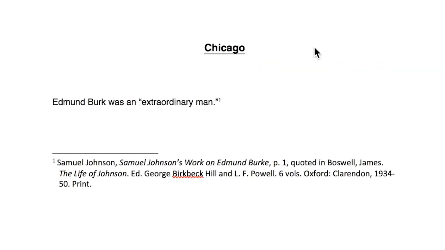So let's take a look at the footnote. Here's how a footnote in Chicago style should look for an indirect source. The citation formally goes to Samuel Johnson, who was the original, but it also notes that it was quoted in James Boswell's work. Finally, let's look at the bibliography. Since a bibliography includes all sources used, not just the ones that are cited, both sources would be included.